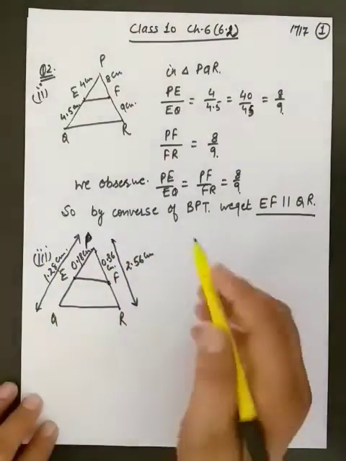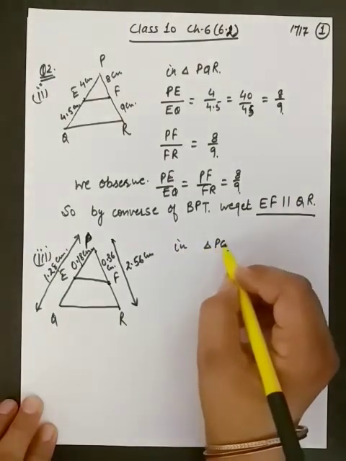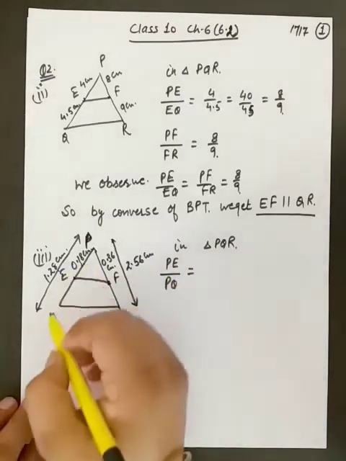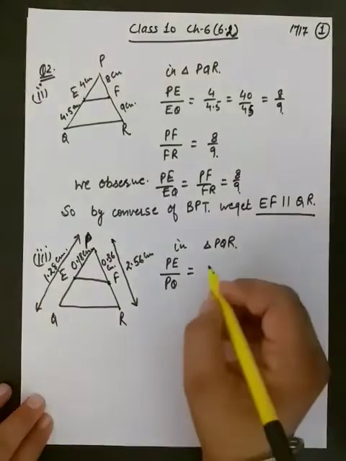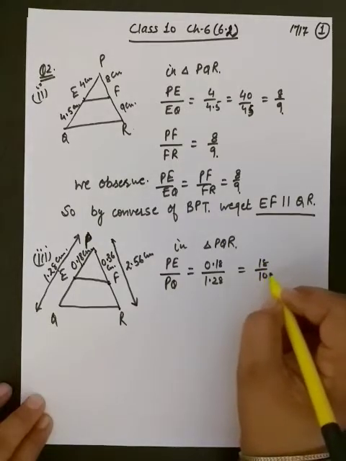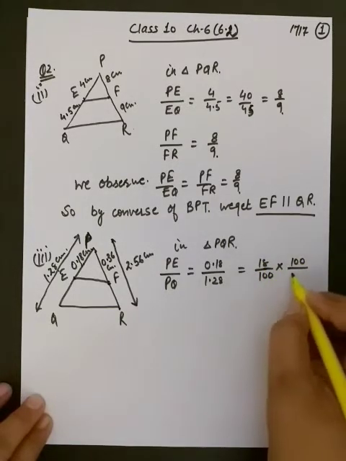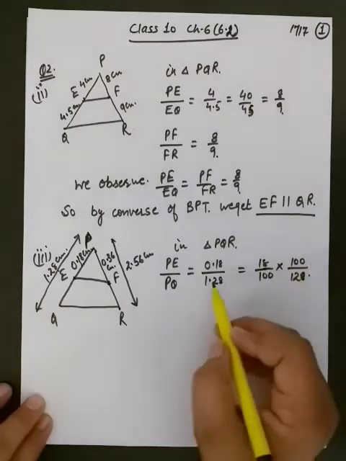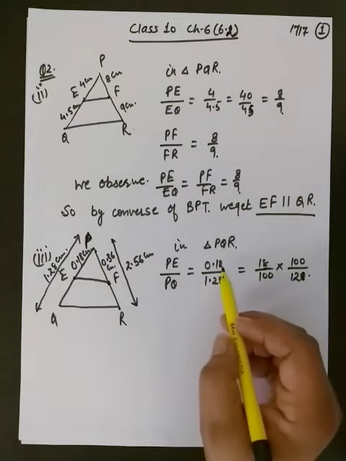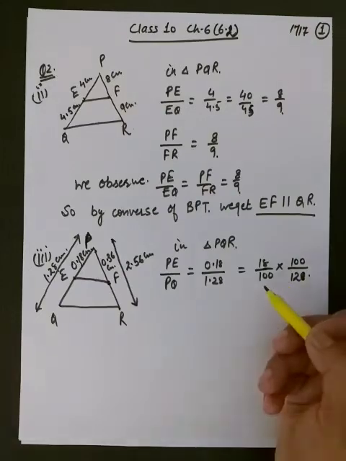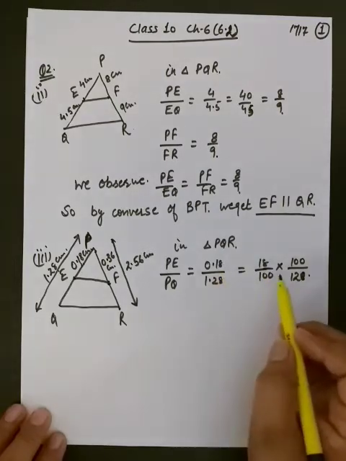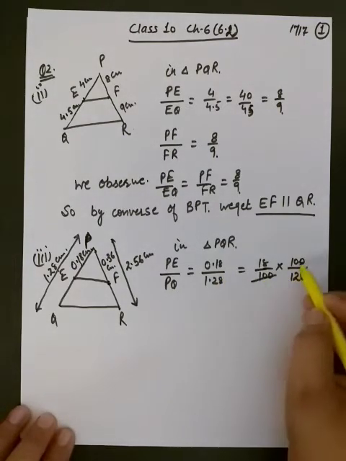But here there is no need to find anything. So in triangle PQR you will find the ratio only. PE by PQ, the complete length, we can take. 0.18 by 1.28. Solve it. And one more simple trick: when there are decimals, if there are equal places after the decimal in both of the numbers, then you can remove the decimal directly, or if we are not removing, then you can see both will have 100 in their denominators and it will be cancelled.